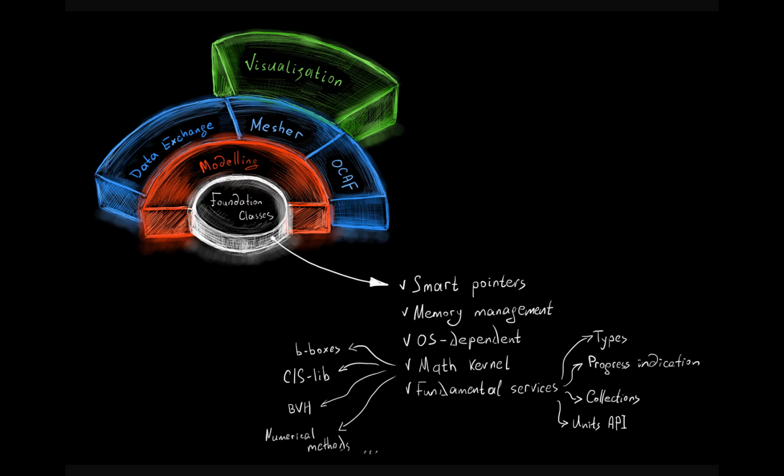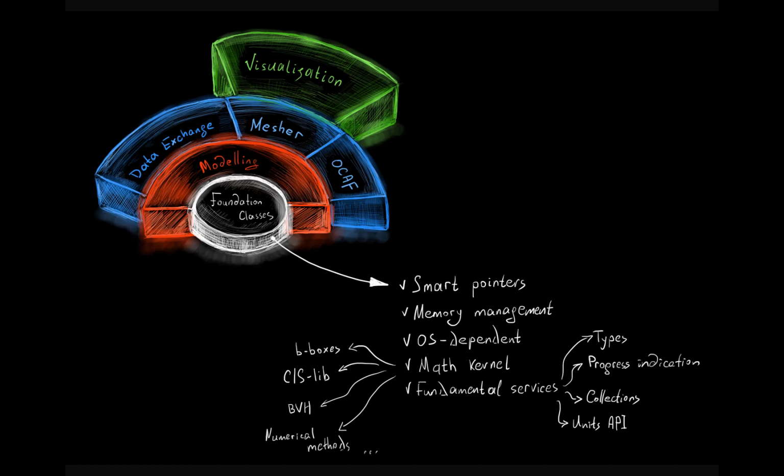Then in foundation classes we have memory management, and we have operating system dependent stuff like things related to the file system, to iterating files on the file system, to working with threads and processes, all those things which are operating system dependent. And to remind you, OpenCascade is a cross-platform library, so you can use this layer of abstraction on whichever of the popular operating systems.